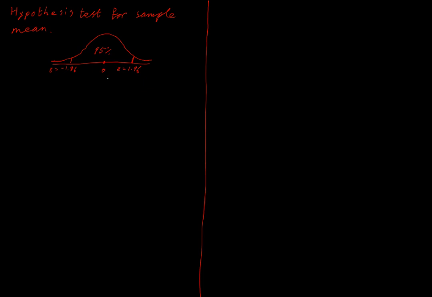So the way that the hypothesis test for a sample mean is set up is that we're going to get the z-score for our particular situation and see whether it is inside or outside of this plus or minus 1.96 standard deviations away from the mean on our standard normal table. That doesn't make sense? Don't worry, we're about to do an example.